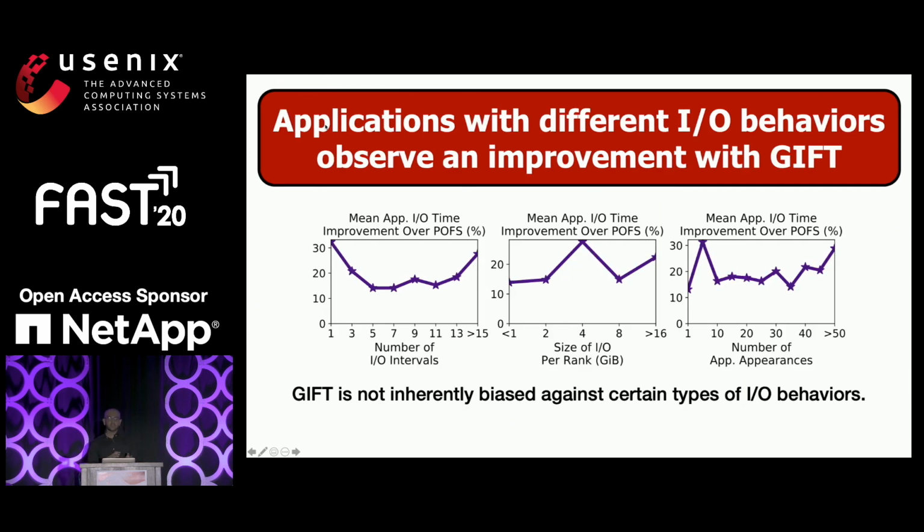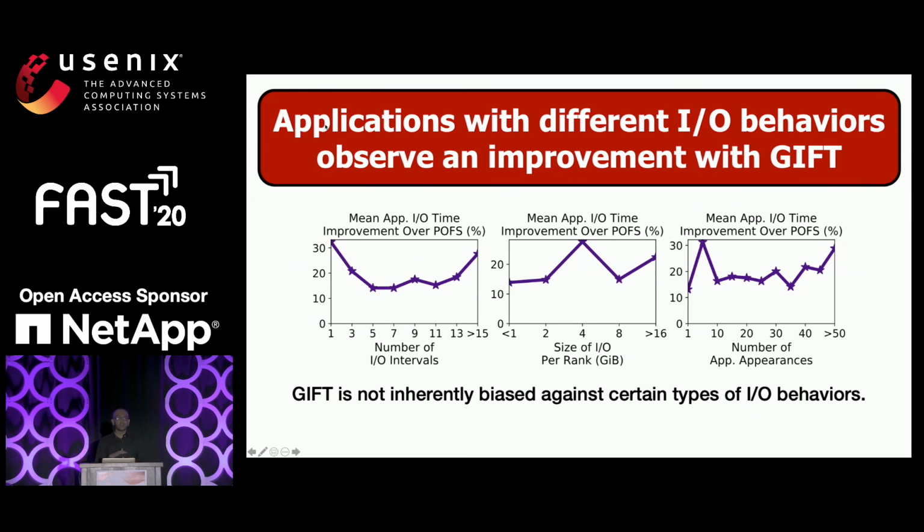Next, we see how different I/O behaviors affect Gift. So here we have 3 plots. The first plot shows the I/O time improvement based on the number of I/O intervals. The second plot shows the size of I/O per rank, and the last one shows the number of application appearances. With these figures, we want to see if Gift is actually favoring certain application characteristics more than the others.